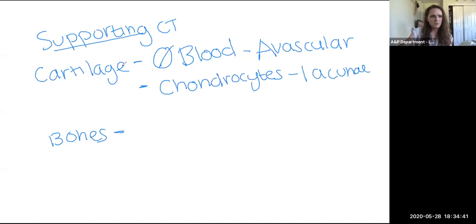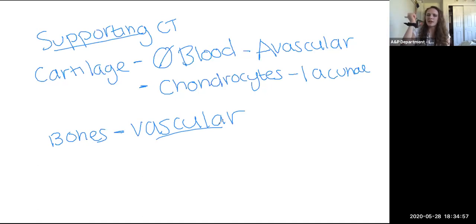Unlike cartilage, your bones do have blood. So that means it is vascular. There is blood flow to your bones. That's why you break an arm, you can put a cast on it, and a few weeks later, you're all healed up. Your bones do have blood flow, so good blood flow.